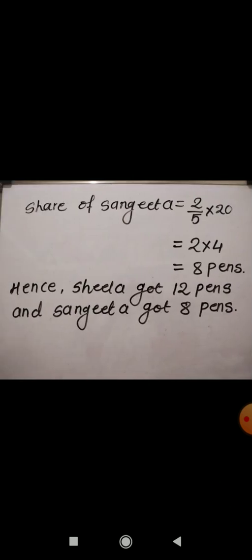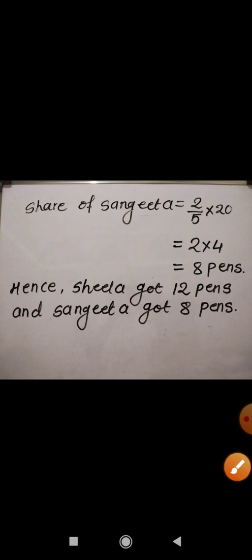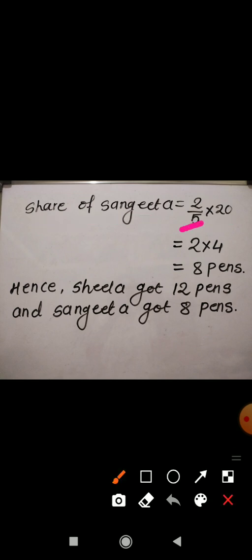Similarly, what will be the share of Sangeeta? 2/5 of total pens. And 2/5 of total pens means 2/5 of 20, because total pens are 20. Again 5 fours are 20. So we are left with 2 into 4, and 2 into 4 means 8 pens. Hence Sheila got 12 pens and Sangeeta got 8 pens.